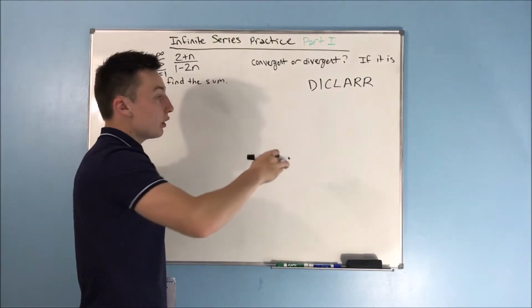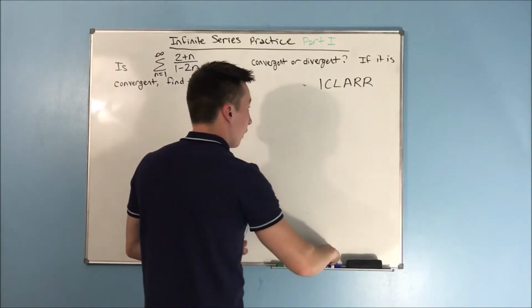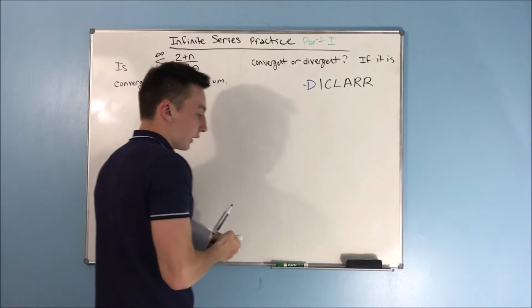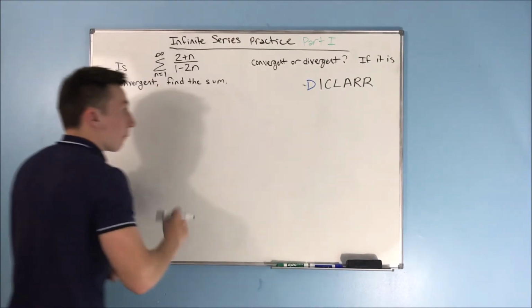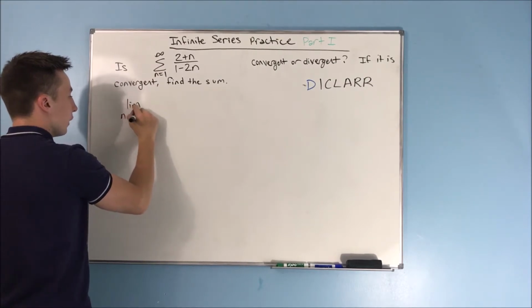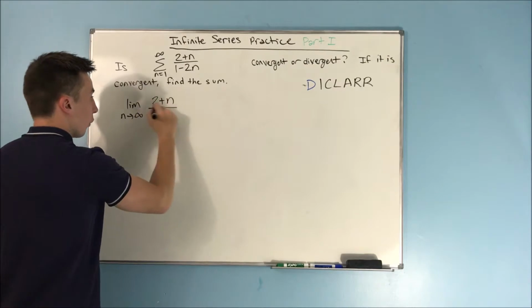Now, we only know the D up to this point. I'll write that in blue. And that is the test for divergence. All right, so let's use that. Let's find the limit as n approaches infinity of a sub n, which is (2 plus n) over (1 minus 2n).